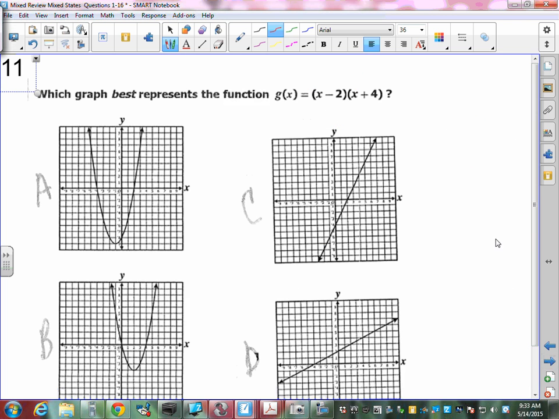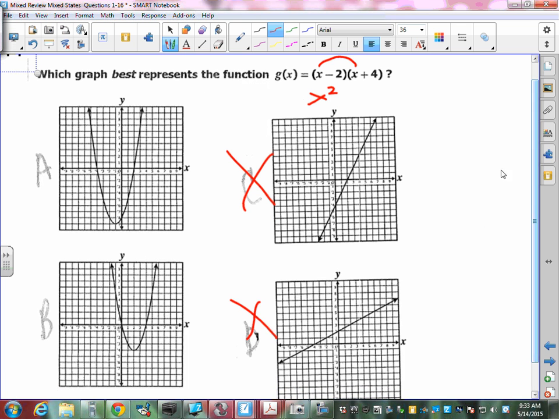Alright, which graph best represents this function? Well, first of all, we know that if we multiply that out, is it going to be linear or quadratic? Multiply x times x, that's going to be x squared plus a bunch of other stuff, right? So is that linear or quadratic? So we know it cannot be C or D.